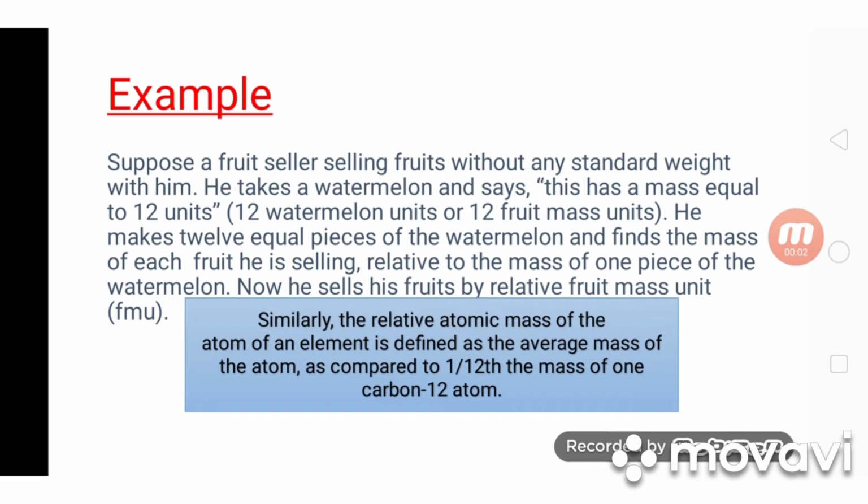Here, as the fruit seller does not have any standard weight, he makes 12 pieces of watermelon and finds the mass of each fruit he is selling relative to the mass of one piece. In a similar way, the relative atomic mass of an element is defined as the average mass of the atom as compared to 1/12 the mass of one carbon-12 atom. Or in short, we can say that relative atomic masses are determined by taking the carbon-12 isotope as a reference.